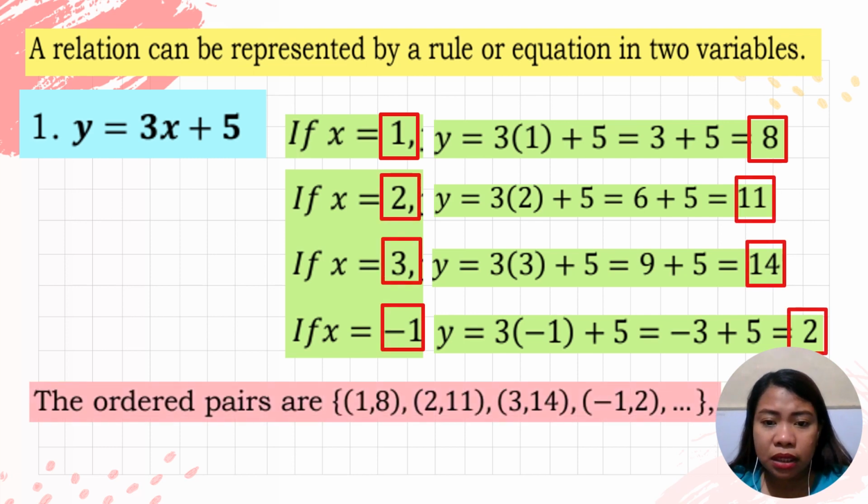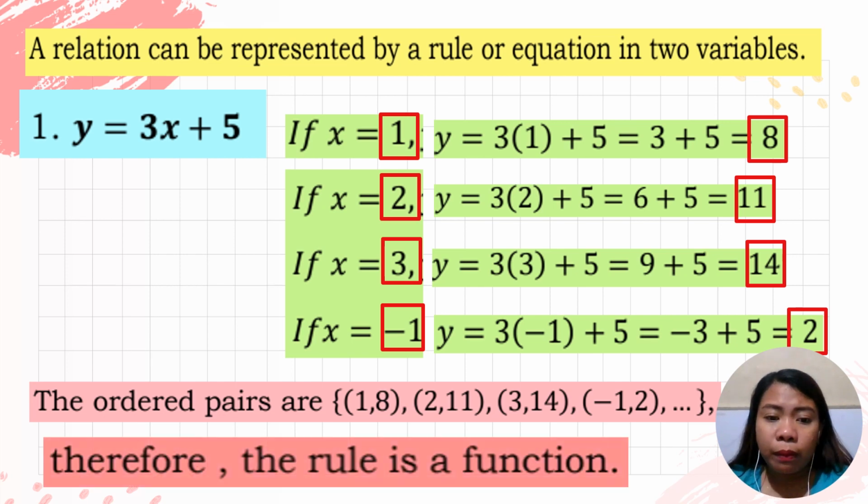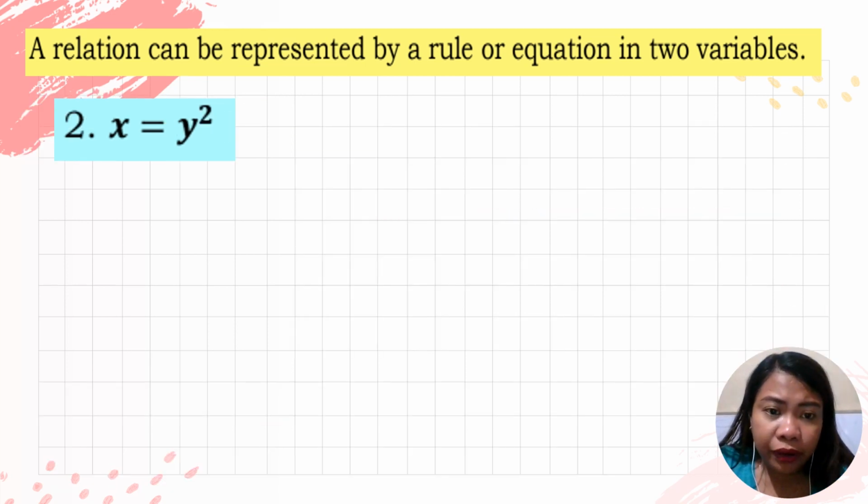So as you can see in the table, we have the ordered pairs (1, 8), (2, 11), (3, 14), and (-1, 2). Therefore, the rule is a function. Okay, class, a relation can be represented by a rule or equation in two variables.